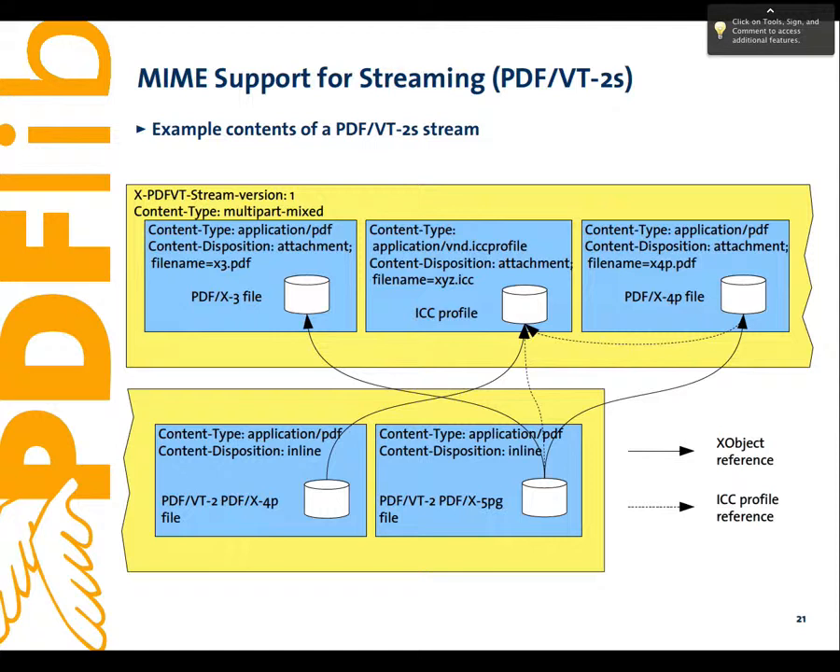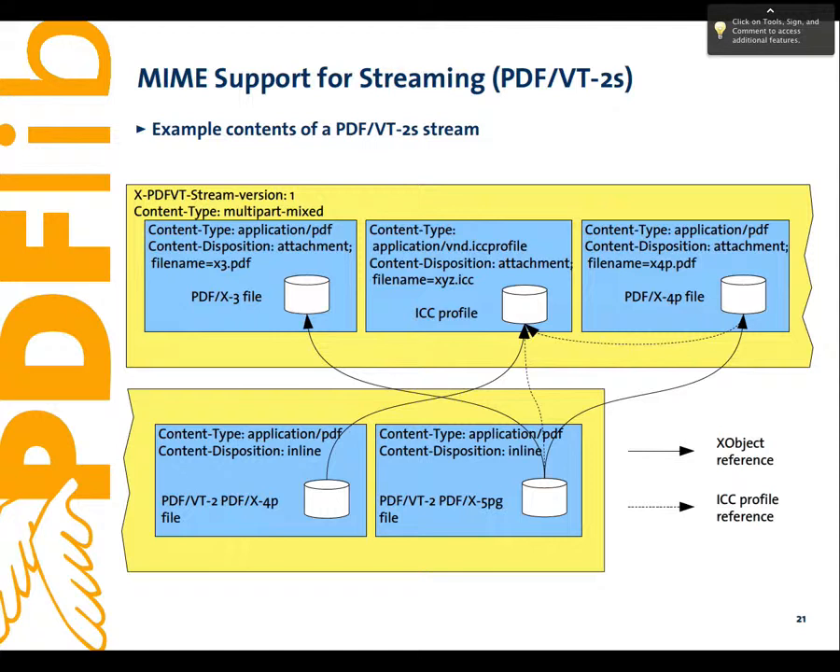And we have a file, for example, that conforms to PDF/X-5pg, which means it can have external graphical data and an external ICC profile. So this could reference two PDF/X files that appear before the actual file in the stream, and an ICC profile. And we can have here a PDF/X-4p file, which also references its ICC profile that appeared before the file in the stream.